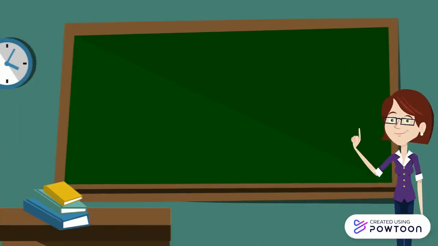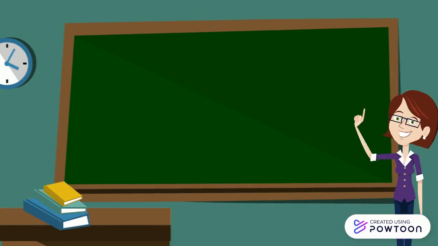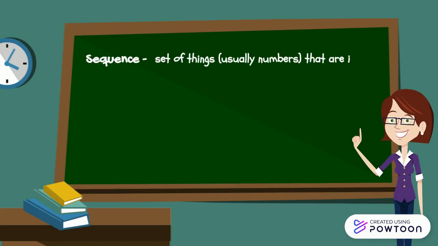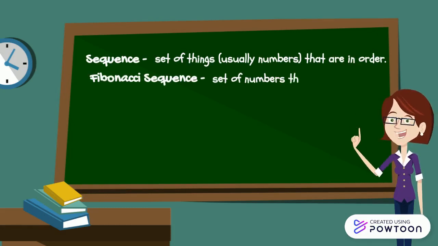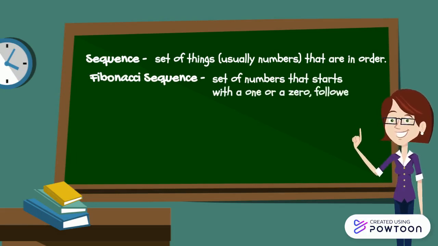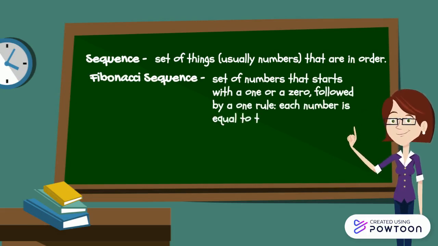Before we start, let us recall the following concepts about sequences. Specifically, Fibonacci sequence. Sequences are a set of things, usually numbers that are in order. The Fibonacci sequence is a set of numbers that starts with a 1 or a 0, followed by a 1, and proceeds based on the rule that each number is equal to the sum of the preceding two numbers.